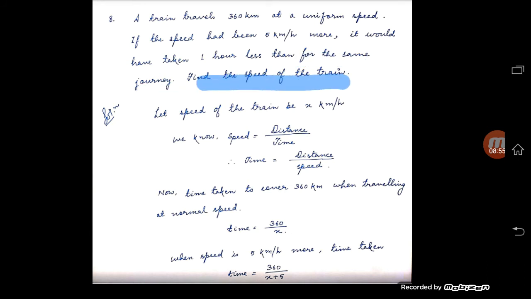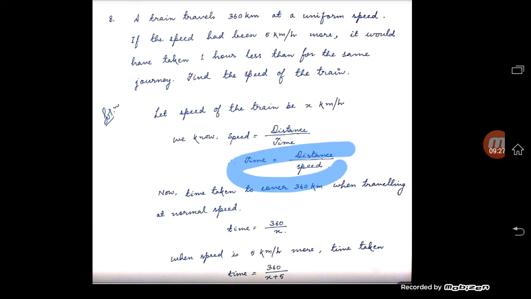Now the very easy method of solving this type of problem is we assume what we have to find. So here we have to find the speed of the train. So we assume the speed of the train to be x kilometer per hour. Now we know the formula that speed equal to distance by time. So time will be equal to distance by speed. Let us use this formula.